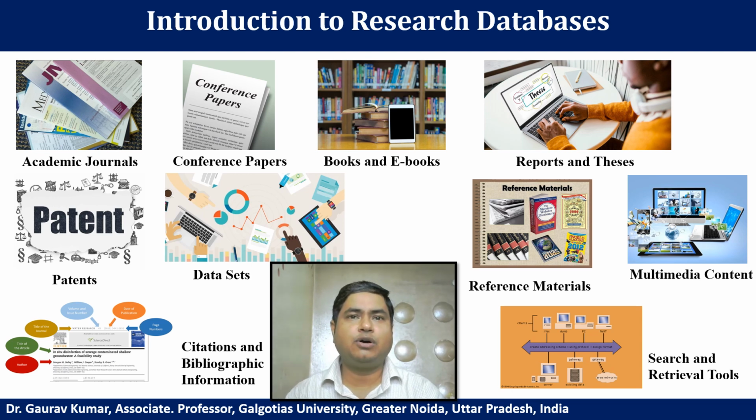These are some common examples of research databases that include PubMed for medical research, IEEE Xplore for electrical and electronic engineering, JSTOR for the humanities and social sciences, and Scopus for multidisciplinary research. These databases are typically accessible through academic institutions, libraries, or subscription-based services, and they play a crucial role in advancing research by providing easy access to a vast variety of scholarly and professional materials.